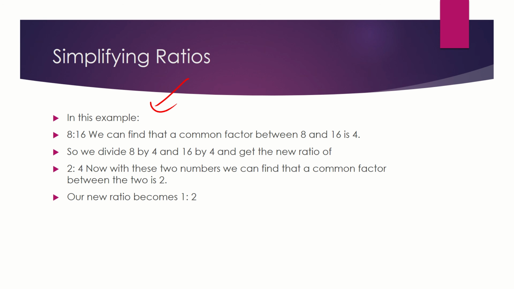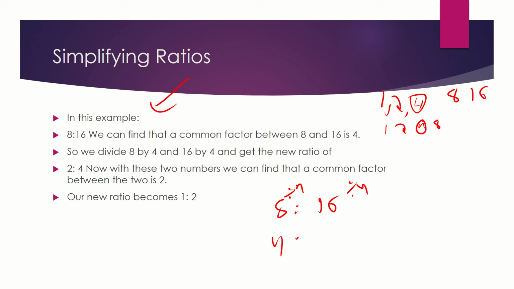Here's one more example, and then we have a couple we'll do together. In this example, 8 and 16, we can find that a common factor between 8 and 16 is 4. Actually, 8 works too, but we're just going to do 4. You can do 8 though, knowing your factors. So we can divide 8 by 4 and 16 by 4, and get the new ratio of 2 to 4.